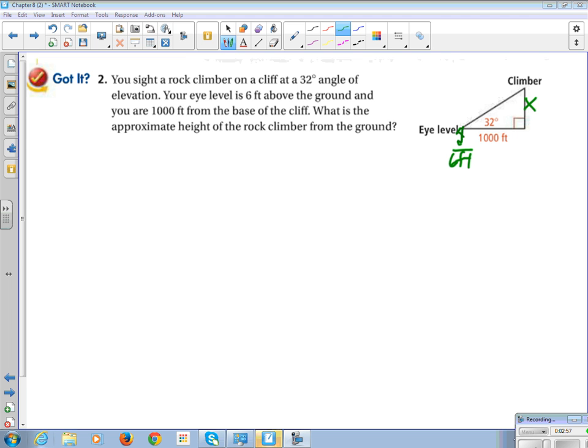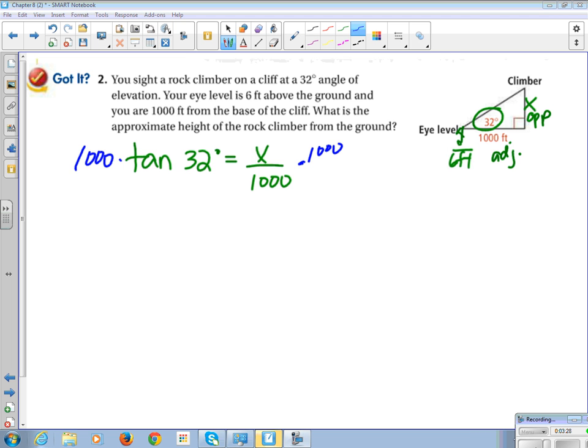So you select this as your angle of focus, 32 degrees. We have the opposite side and the adjacent side. I actually don't have any information about the hypotenuse. So opposite and adjacent is tangent, and that is x over 1,000. So to solve for x, I'm going to multiply both sides by 1,000.